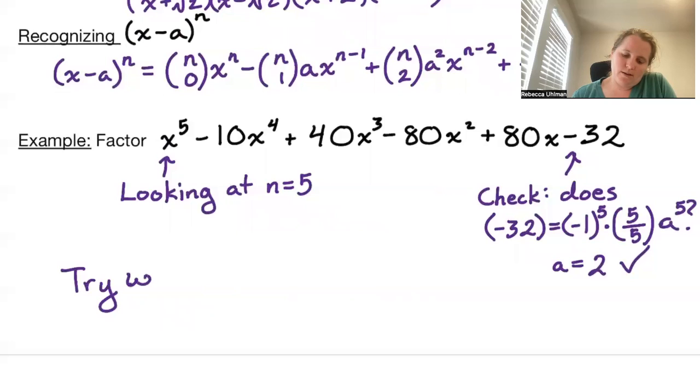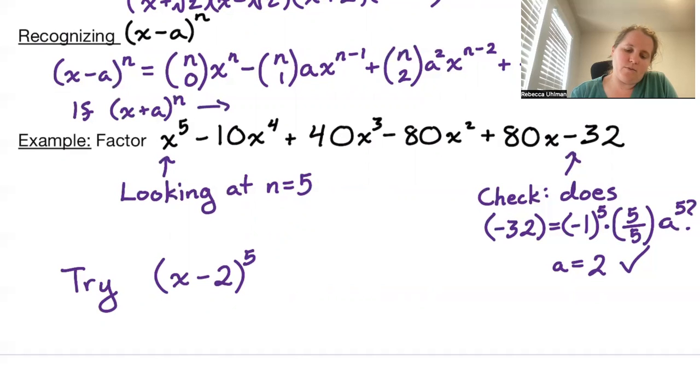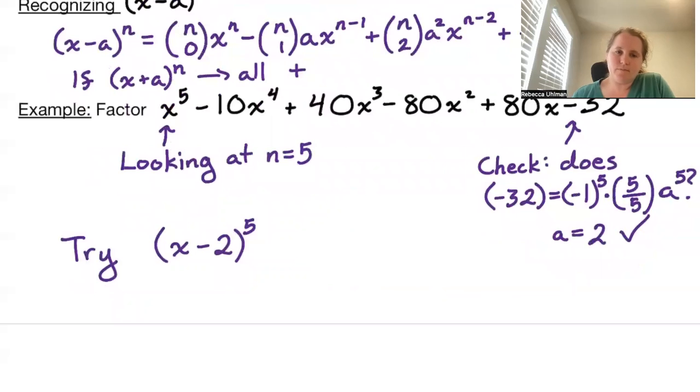We're going to try x minus 2 raised to the 5th. Note if all the signs are positive, so if we have x plus a to the n, then all the signs are positive. Otherwise, it's the same idea. So let's try x minus 2 to the 5th.